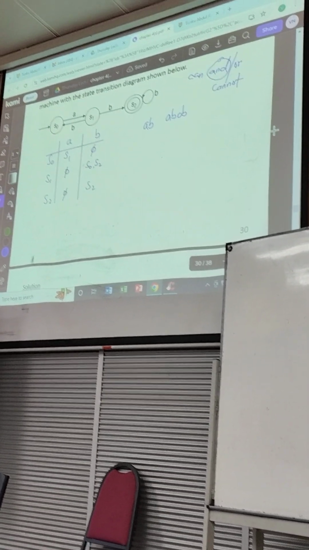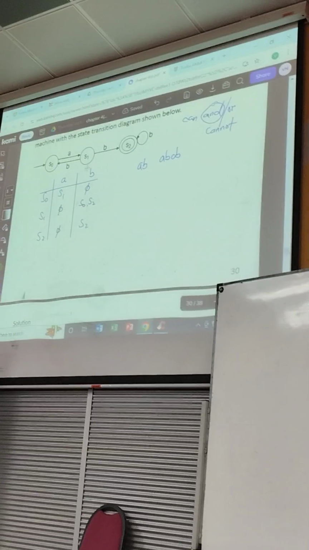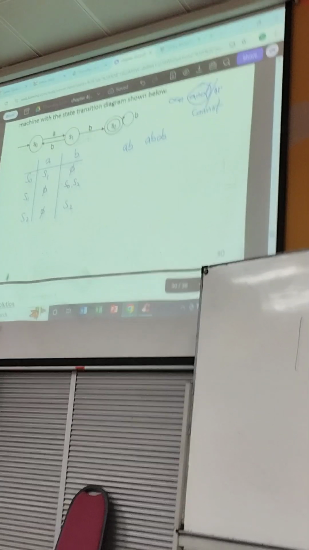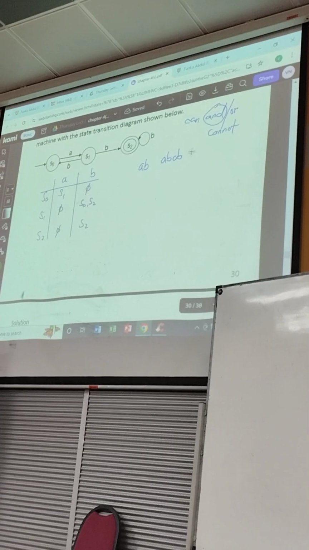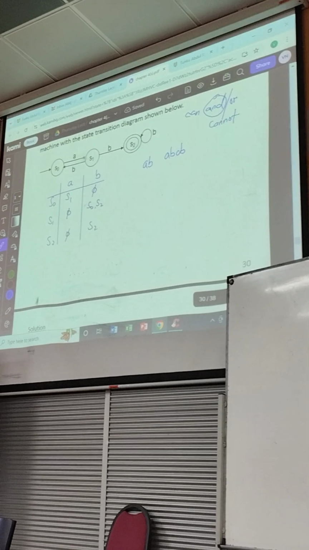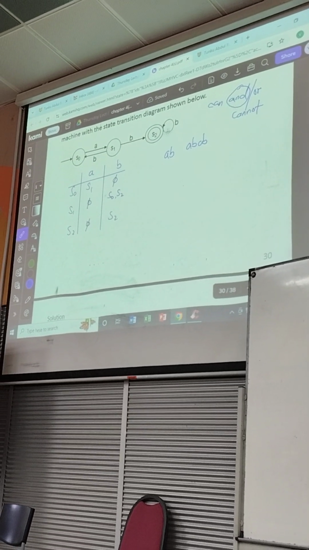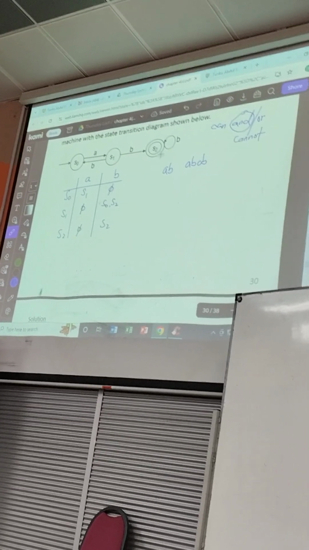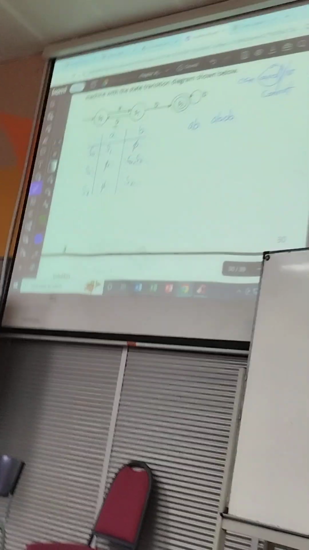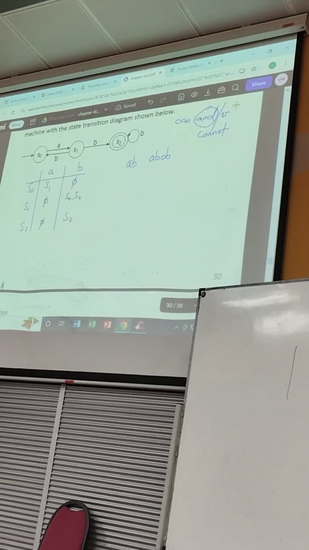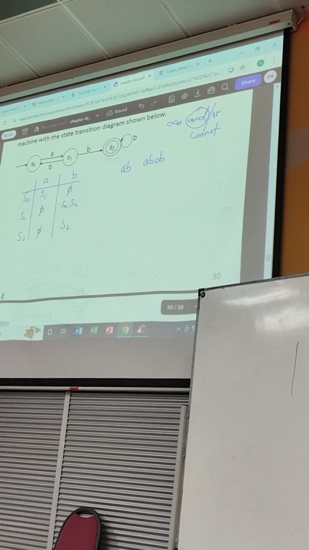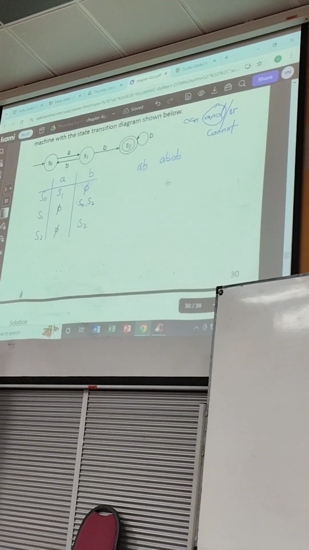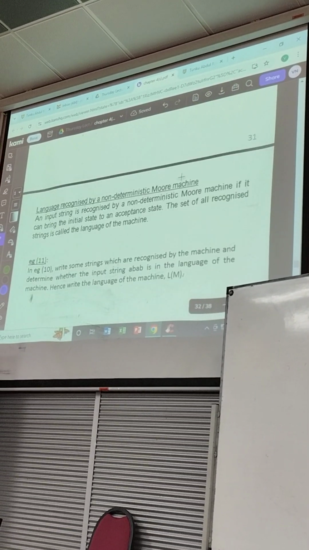Okay. So for the string that we have now, you have AB. It depends on your string whether you go by S0 or you go to S2. Then others you can have ABB, you can have AB, BB, and so on, right? Because the B here is the loop. So you can have many strings.